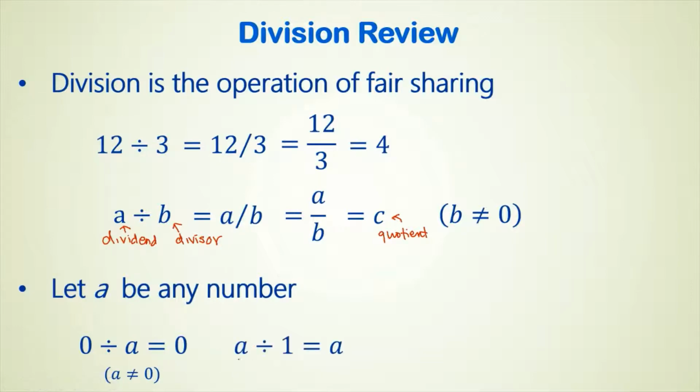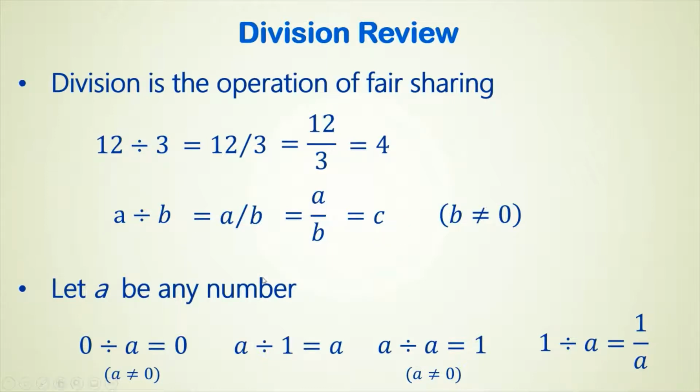Any number divided by 1 is always the number itself. Any number divided by itself is always equal to 1. Again here it has to be a non-zero number. And finally, 1 divided by any non-zero number A is equal to 1 over A. Toward the end of this lesson, we have a brain teaser problem on long division. If you're interested and want to give yourself a little challenge, you can find it at the very end.